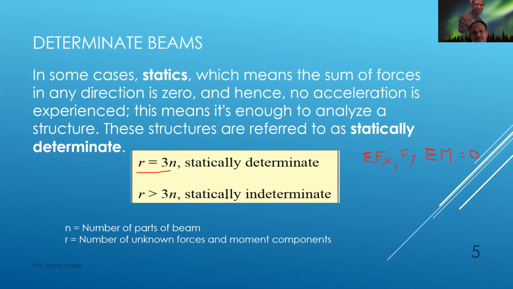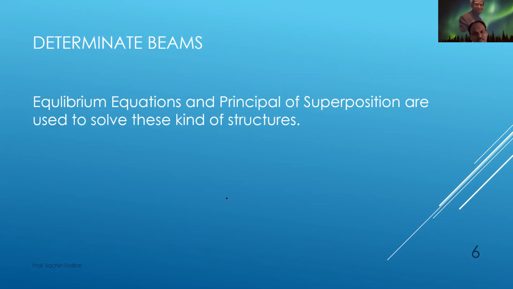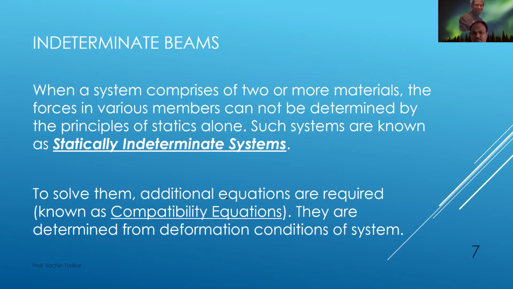So we have to study both types of beams in solid mechanics, and that's why this chapter is there. Equilibrium equations and the principle of superposition are used in solving these kinds of beams. But in case of indeterminate beams, we need something in addition to regular equilibrium equations. When a system comprises 2 or more materials, the forces in various members cannot be determined by the principles of statics alone. Such systems are known as statically indeterminate systems, and for solving we need a compatibility equation to be derived.